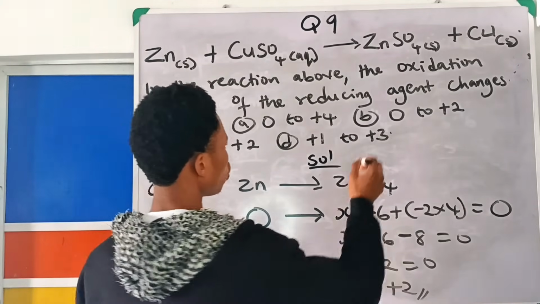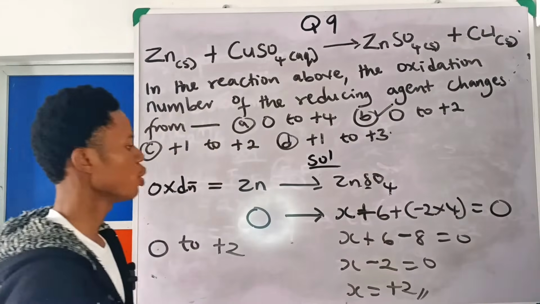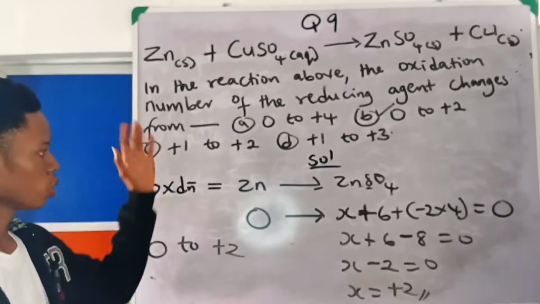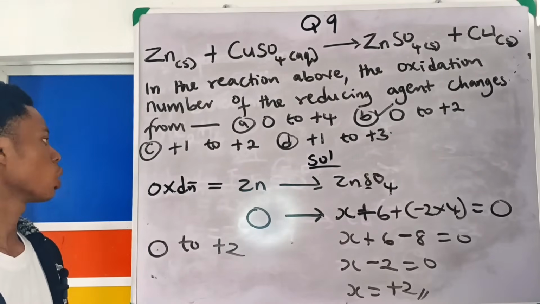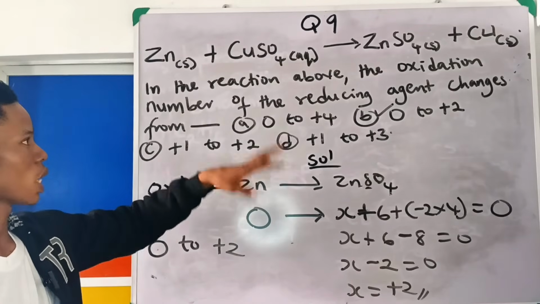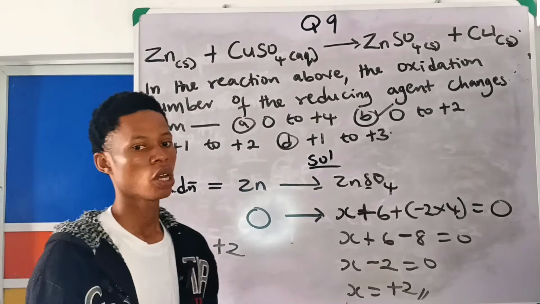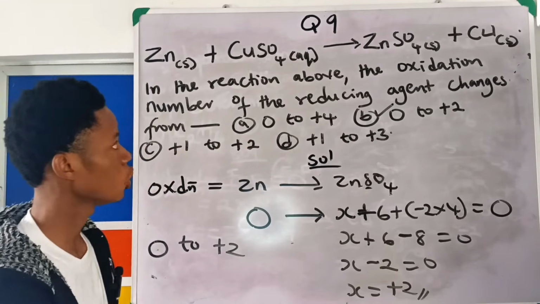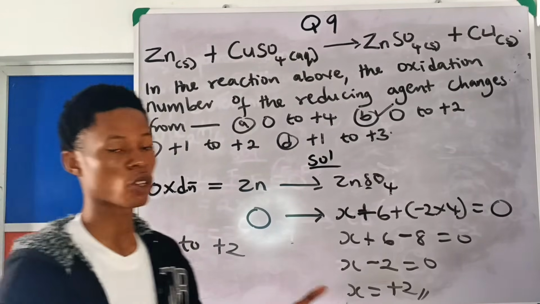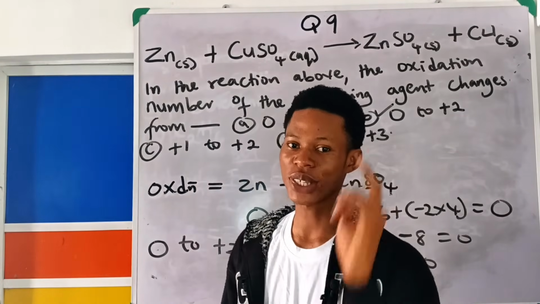So the answer to this question is B. So this is it. Please take your time on this. On your own, find the reducing agent and the change in oxidation number of the reducing agent. So do that on your own. Let's move on to the last question in this series.